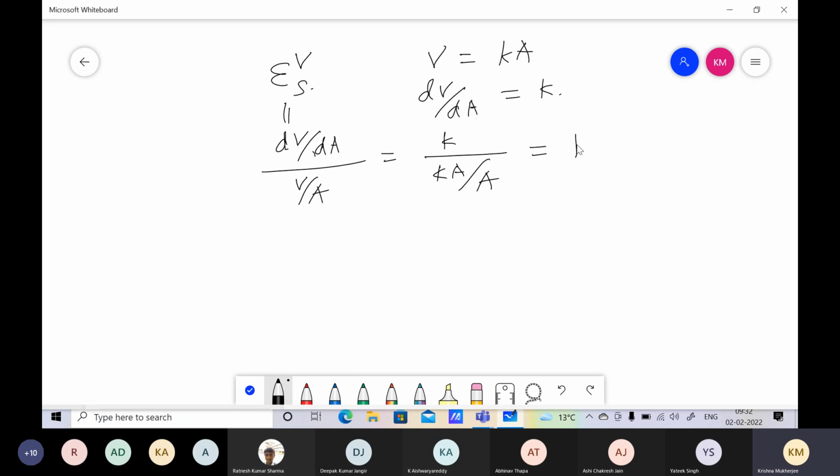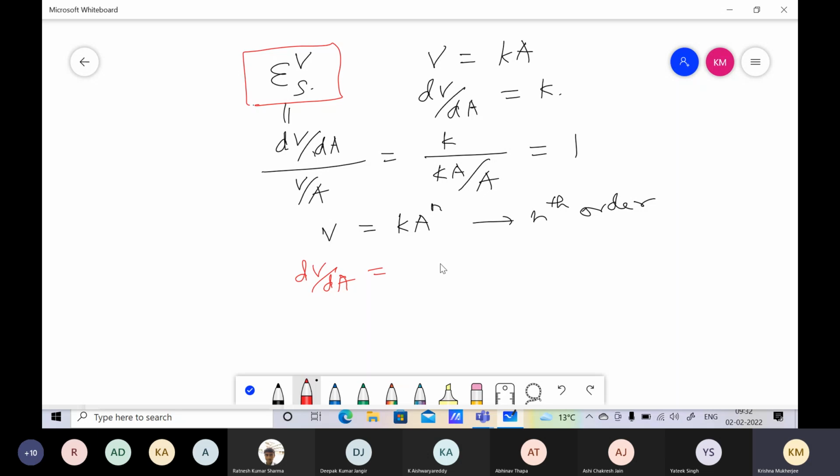Right. So we can see, now let us take another case. V is equal to K A raised to N. 0th order, first order, second order, whatever, right? Nth order reaction. Now please derive this. Tell me what is E V by S? Please. So tell me. Don't derive it. Tell me, what is dV by dA?